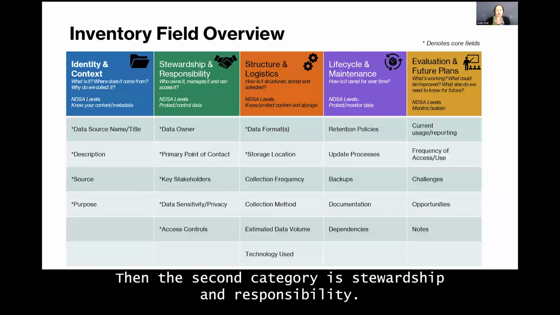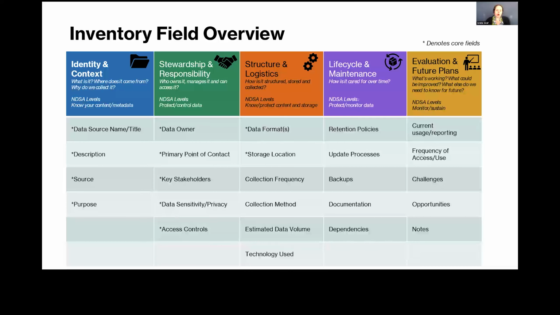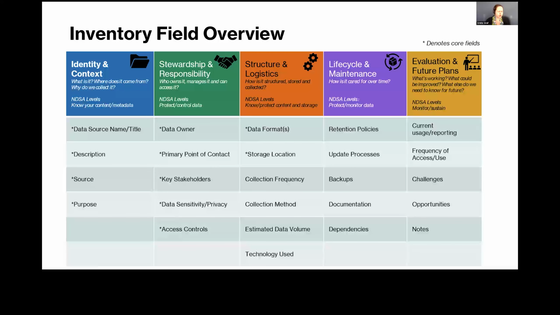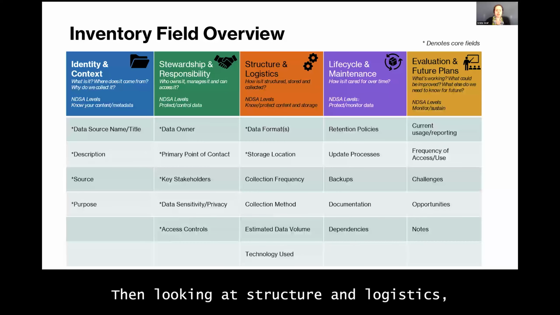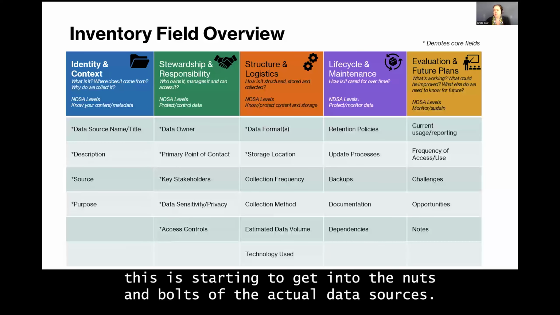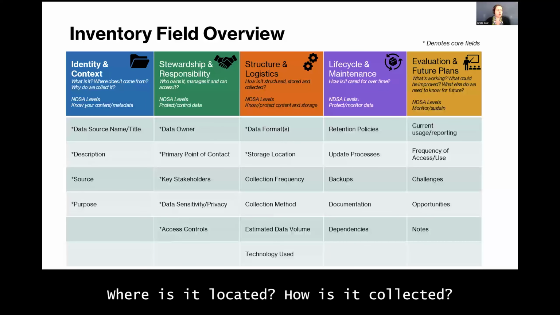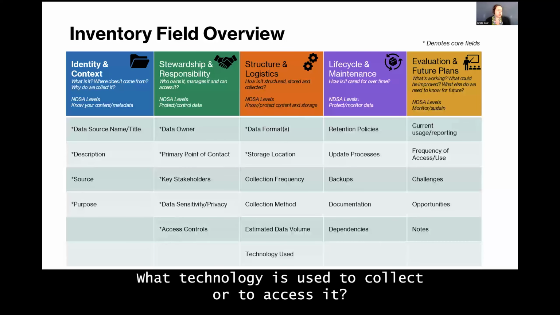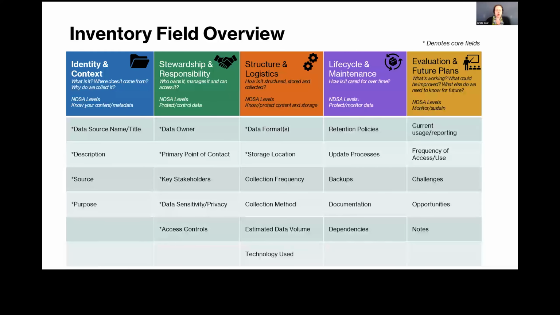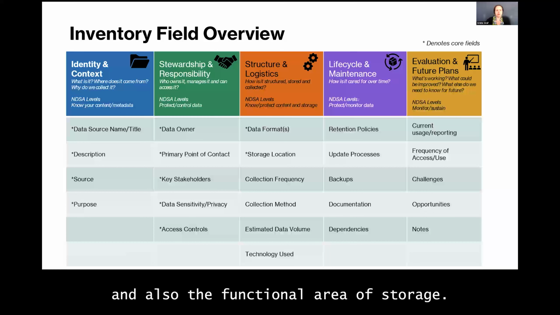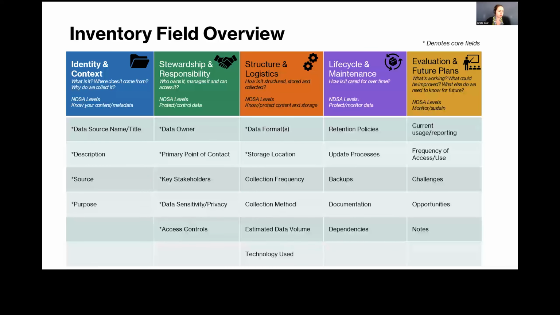Then the second category is stewardship and responsibility. Who owns the data? Who manages it? Who can access it? This aligns with NDSA levels on protecting and controlling your data. Then looking at structure and logistics, this is really starting to get into the nuts and bolts of the actual data sources. So what formats is it in? Where is it located? How is it collected? What technology is used to collect or to access it? This aligns with NDSA levels on knowing and protecting your content and also the functional area of storage.